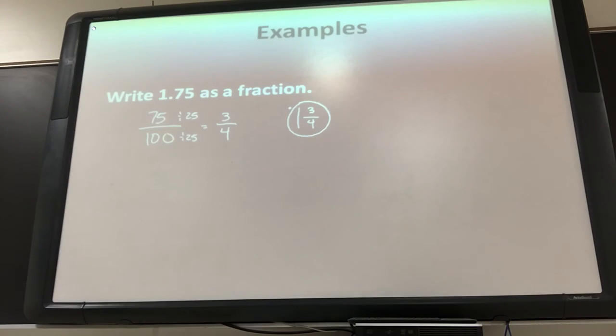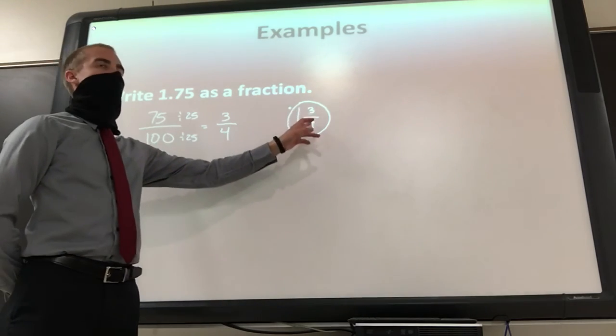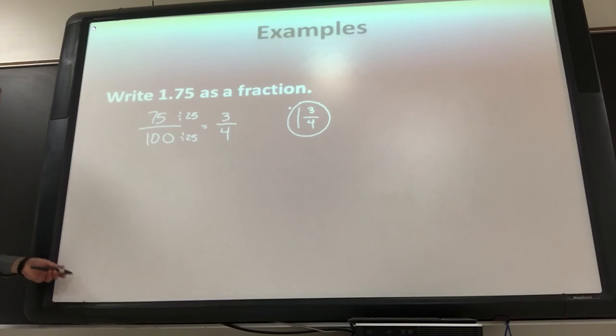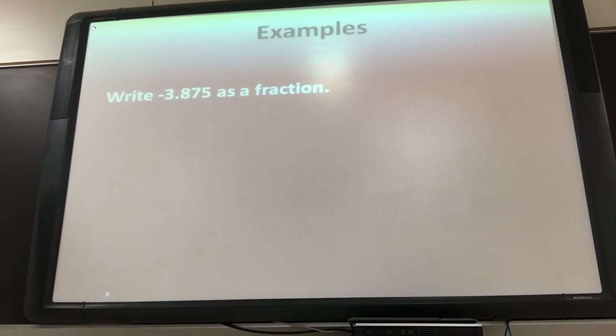Anytime you get 0.25 or 0.5 or 0.75, I always think of money, quarters. If you've got $1.75, you've got $1.75, or 3/4. Alright, so 1 3/4 for that one.